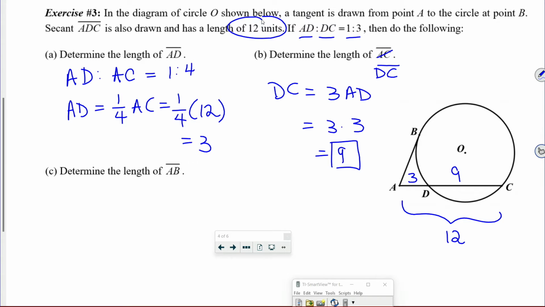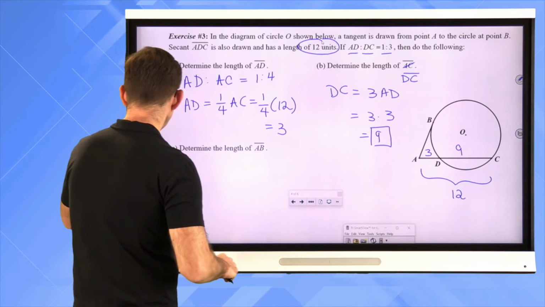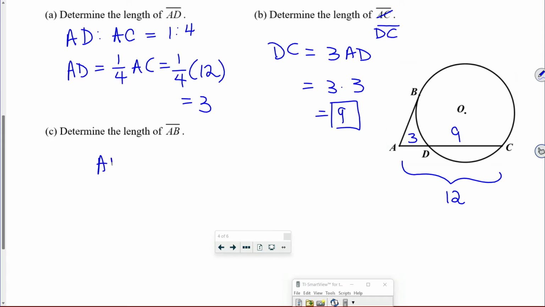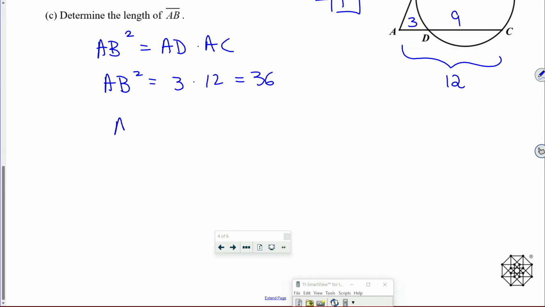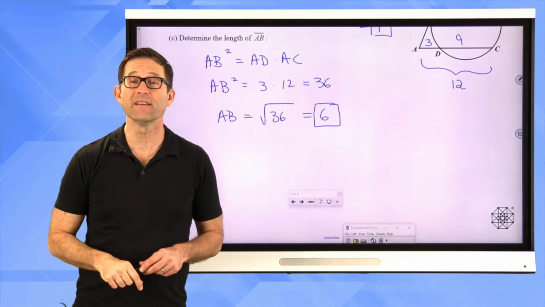Anyway, now letter C. Determine the length of AB. So finally we have an application of the theorem, right? And the theorem, very simply put, is that AB, its length squared, is equal to AD times AC. So AB squared is going to be 3 times 12, which is 36. And now AB will be the square root of 36, which is equal to 6. All right, and that is it.